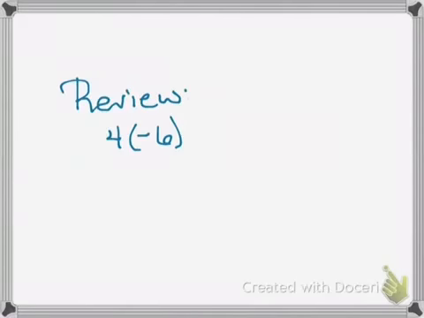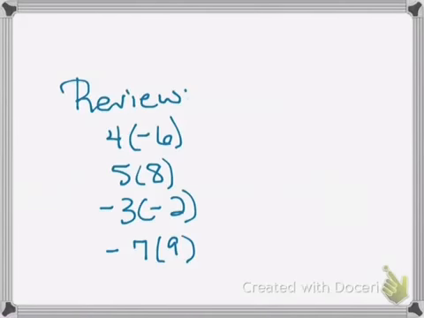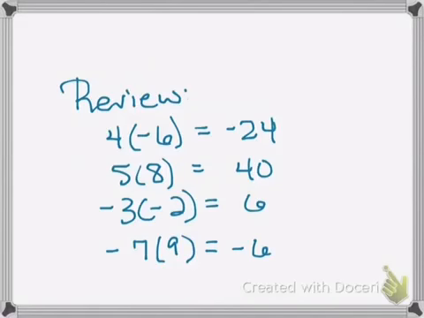Let's look at some multiplication with integers. The first problem is a positive 4 times a negative 6. The answer is negative 24. The second one is positive 5 times positive 8. The answer is positive 40. The third one is negative 3 times negative 2. Signs are the same, so it'll be a positive 6. And the last one is negative 7 times positive 9, and the answer is negative 63.